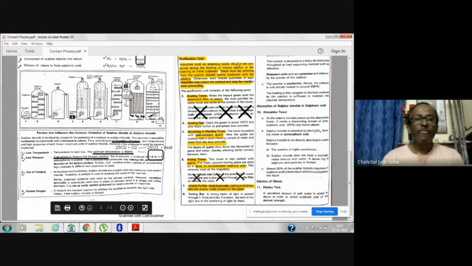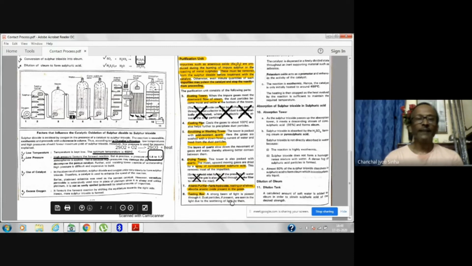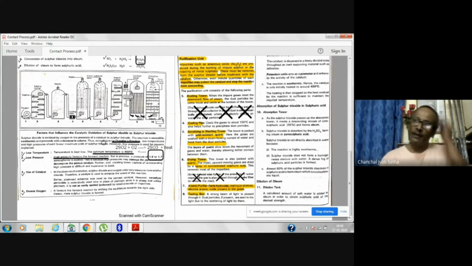Next, number 8, this is the testing box. Here, a strong beam of light is passed through it. Dust particles, if present, are seen in the light due to scattering of light by them. If dust particles are present, then the gas mixture is again recycled through the purification unit. Otherwise, if no dust particles are visible, then the gas mixture is allowed to go into the contact tower.